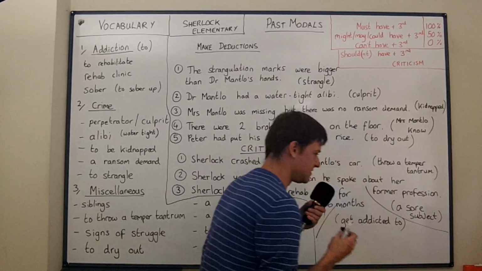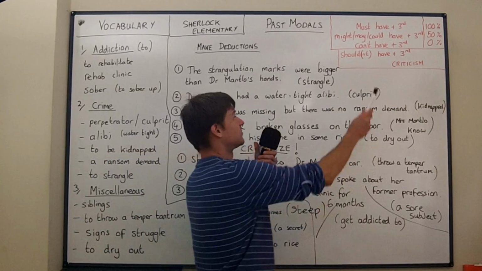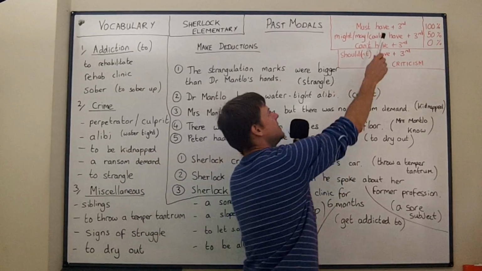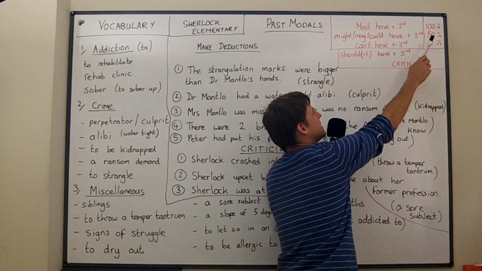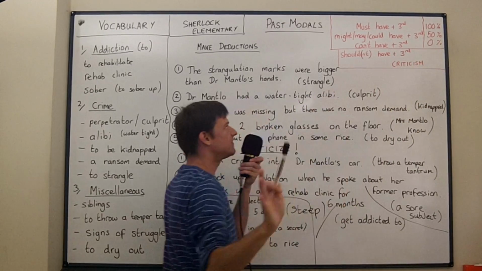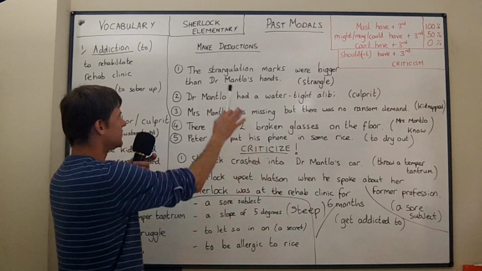Now let's go on to the deductions, which is the grammar. We're going to look at past modals. I've already used a few. Please remember, this is for making deductions: 100% true, 50-50, definitely not true. And this is for criticism. It's very different from must have, should have, very different. So let's have a look.